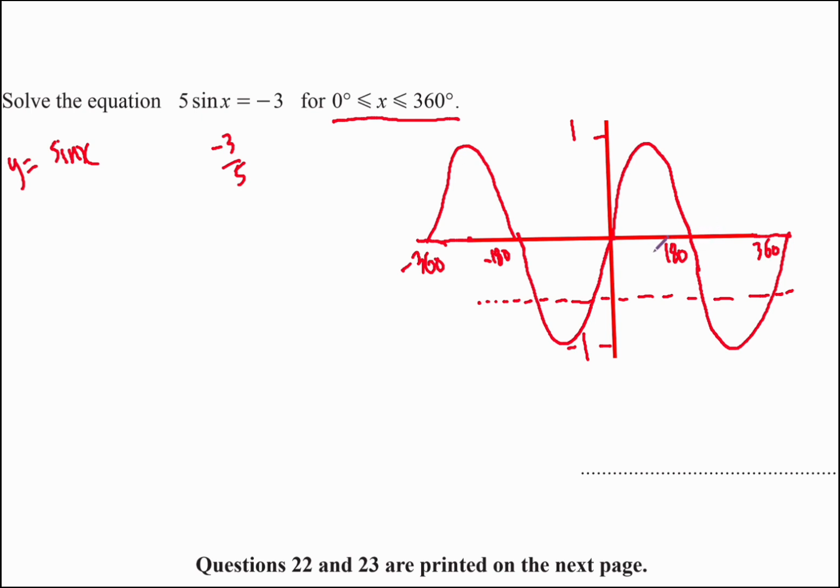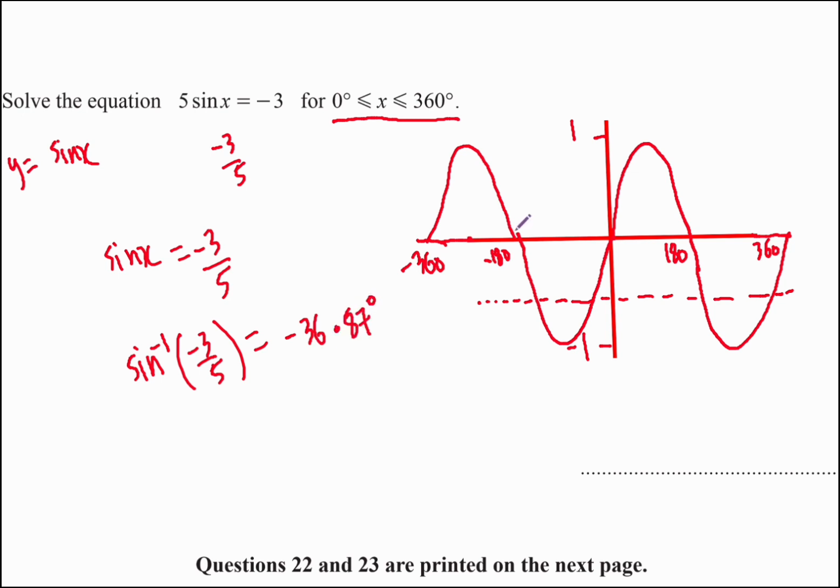So now how do we do this? Well, the first thing we can do is we can take a calculator out, and we write this equation as sine of x is equal to negative 3 over 5. If you divide both sides by positive 5, you get sine of x is equal to negative 3 over 5. And now you put it in your calculator. So what you do is you press shift sine, so you get sine inverse. It looks like that. And then you put negative 3 over 5 in your calculator. And you end up getting negative 36.87 degrees.